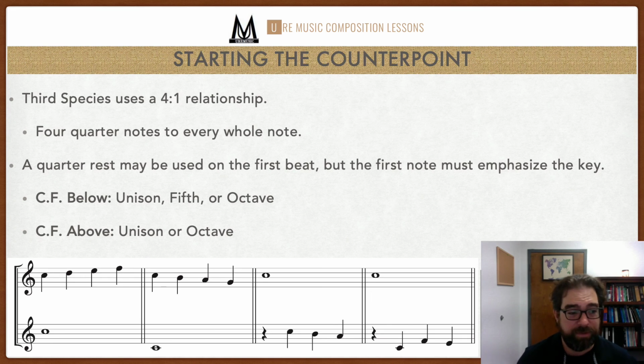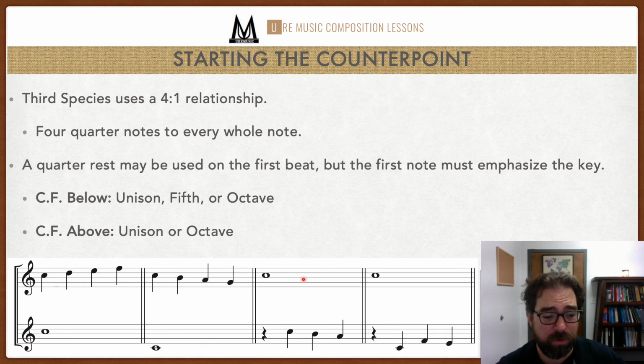So we talked about how third species uses a 4-to-1 relationship. Now that can be quarter notes, or you can start with a rest on the first beat. It's still a 4-to-1 relationship. So we'll notice that in each one of these examples, you've got 4 quarter notes to every whole note. So you see there's 4 quarter notes here, 1 whole note, 4 quarter notes and a rest, whole note, 4 quarter notes and a rest.